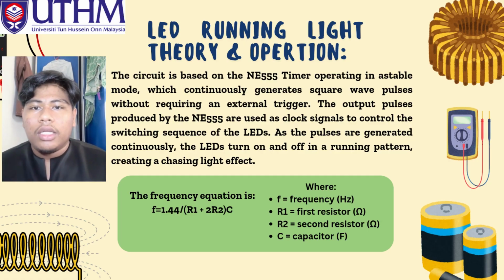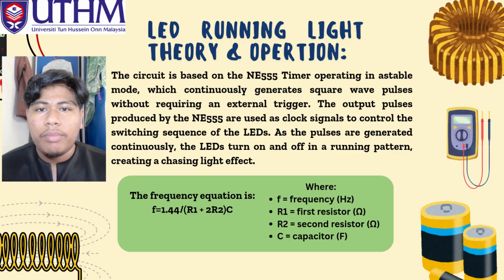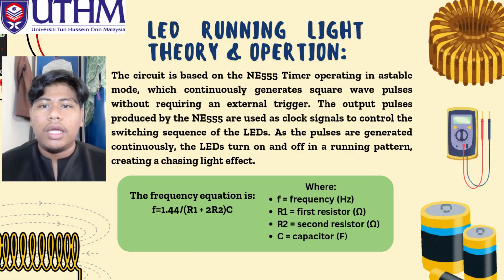So, as we can see, the frequency equation is F equals 1.44 divided by (R1 plus 2R2) times C, where F equals frequency, R1 equals the first resistor, R2 equals the second resistor, and the last one, C, equals the capacitor.